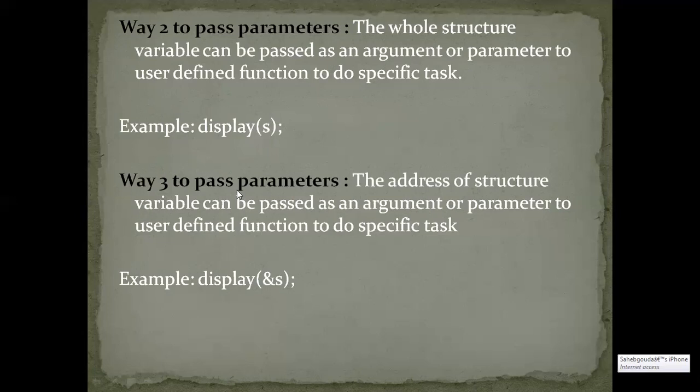Then the third way to pass a parameter, that is, the address of a structure variable can be passed as an argument or parameter to a user defined function to do a specific task. Okay, the example for that is display(&s). So here the address of structure variable s is passed to a user defined function to do a specific task. So these are the three ways to pass a parameter.